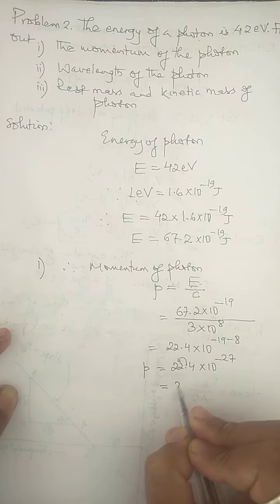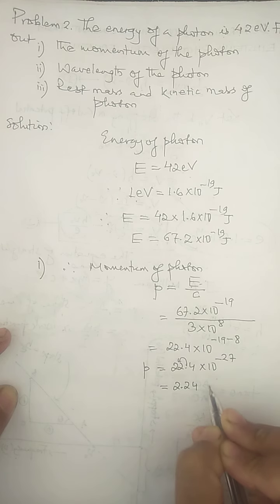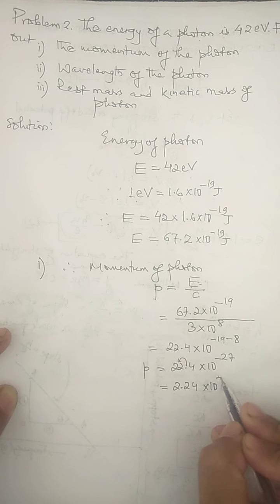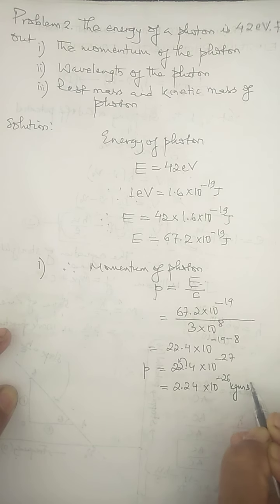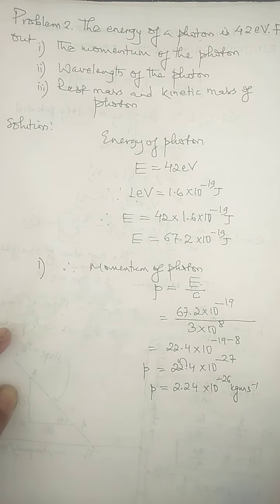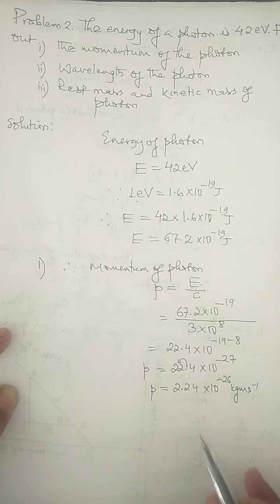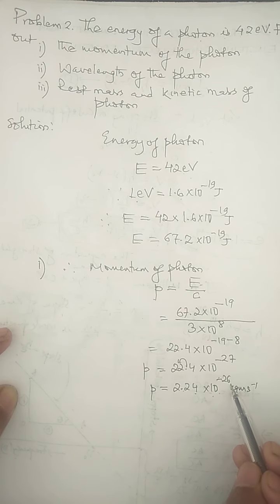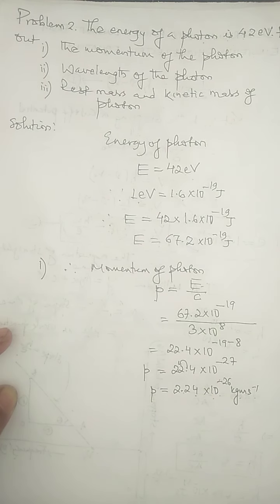So I can write this as 2.24 into 10 to the power. The power decreases by 1, which means minus 27 becomes minus 26. And the unit is kg meter per second. So we have calculated the first part of the answer. The momentum of the photon is 2.24 into 10 to the minus 26 kg meter per second.